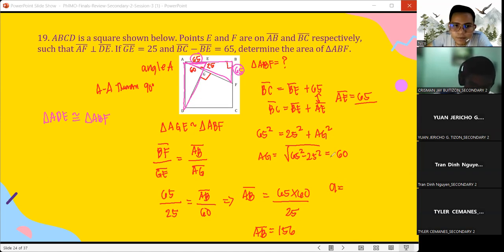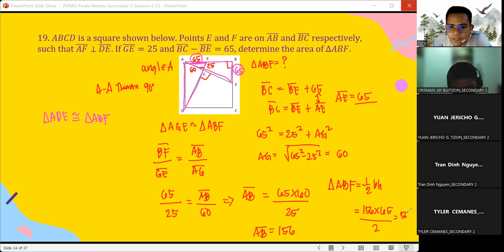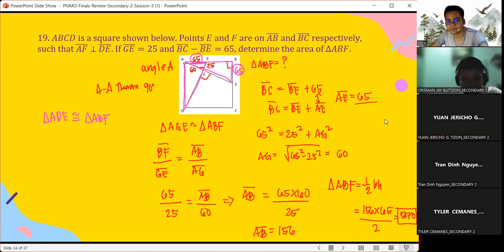So the area of ABF is equal to 1/2 base times height. The base there is 156. The height there is 65. And then divided by 2. So the answer is 5,070. Any questions?